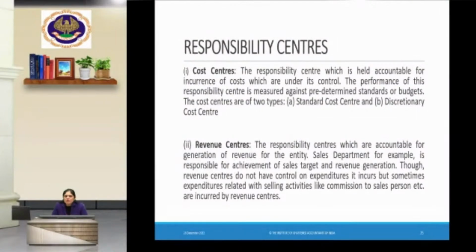Revenue centers are the responsibility centers accountable for generation of revenue. The sales department is the best example of a revenue center. In a revenue center, there are selling activities. So revenue centers generate revenue for the organization. Cost centers only generate costs. There is no revenue in a cost center. So the purchase department, production department, and inventory department are generally cost centers. They only generate costs. But the sales department generates revenue. The sales is generated from the sales department. So that is a revenue center.